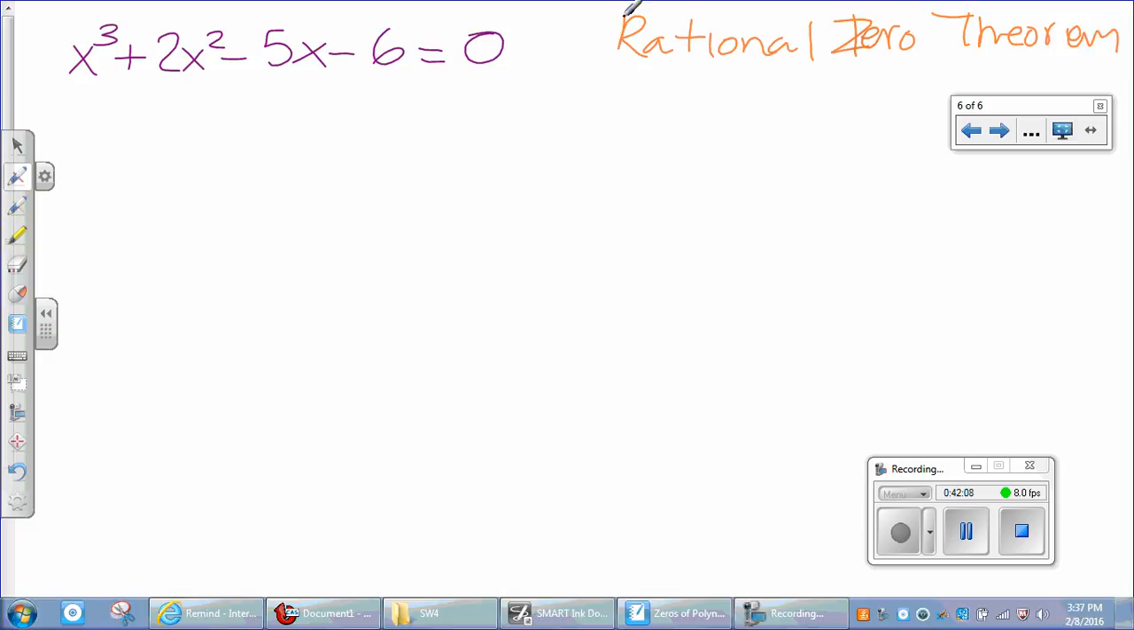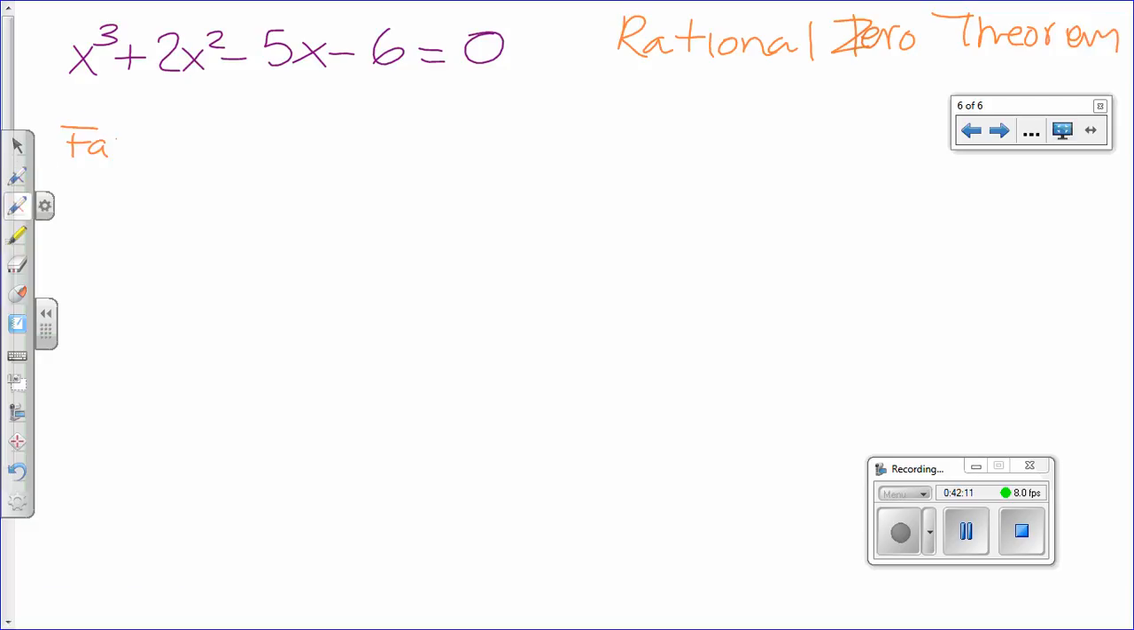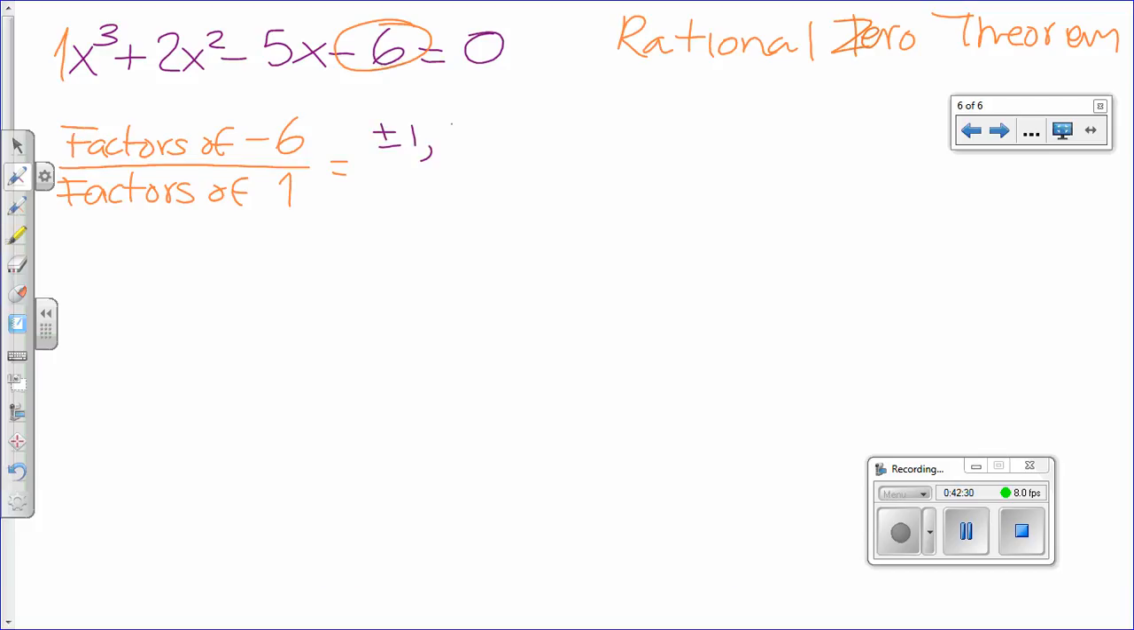And so that one states that we need the factors of the coefficient, and we're going to divide them by the factors of the leading coefficient, which is 1. Factors of 6 will be plus minus 1, plus minus 2, plus minus 3, plus minus 6. Factors of 1 are just plus minus 1.